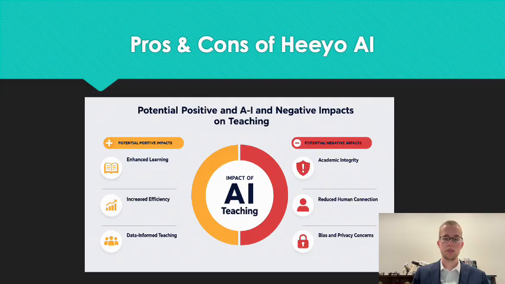Reduced human connection, because this is on the computer, there's less involvement for teachers and thus needs to be concerned, because if students don't know how to interact with people, then how will they survive in the business world when they have to have a conversation with someone? Bias and privacy concerns. That's a big issue because we don't know what the founder and HEEYO AI put into the AI program, so we're just not sure what they already know or what they don't know.